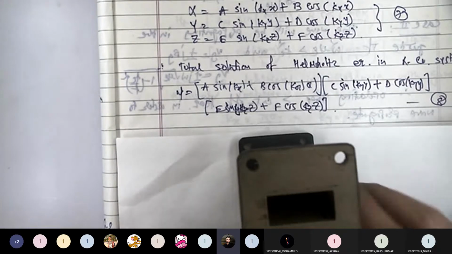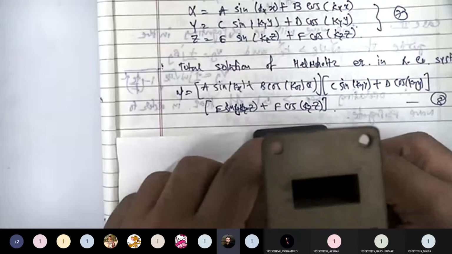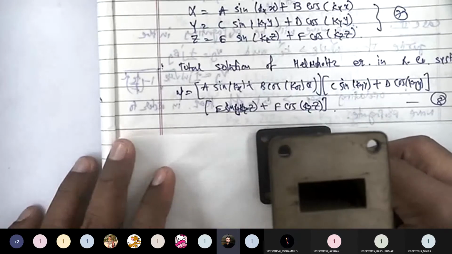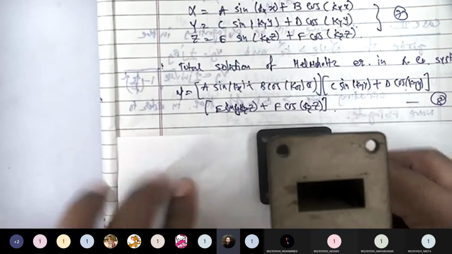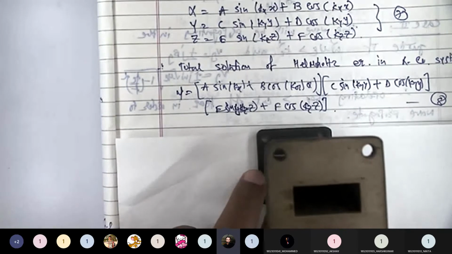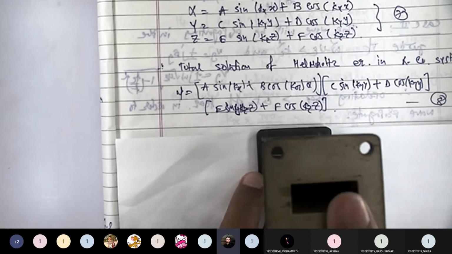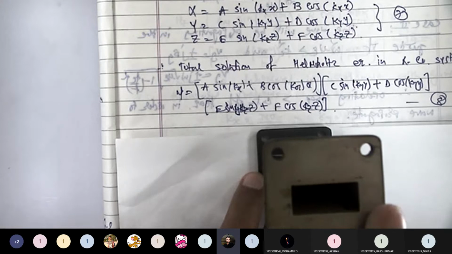So let me give you the physical meaning of these solutions. What is our objective? The objective here is to find out what is the E and H field inside this guide, and for that we have used the variable psi. So psi actually expresses the way in which this field resides in this rectangular waveguide.